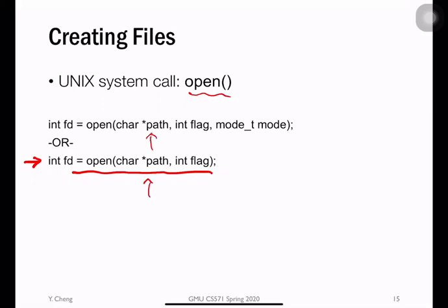The second parameter, as well as the third parameter, are the corresponding permission configuration parameters that you want to control while opening the file. For example, the second parameter, flag, specifies the opening mode of this particular file, whether it's read-only, write-only, or read-write. So this is the second flag parameter.